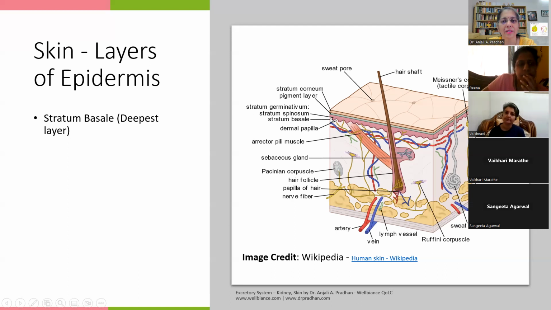So we are starting with lowest level, that is जो नीचे सबसे नीचे है, that is stratum basale. So this is stratum basale. Above that is stratum spinosum, pink color का जो है. Then comes stratum granulosum, जो green color का यहाँ पे दिखाया है. Then the outermost, जो बाहर सबसे बाहर है, ऊपर है, that is stratum corneum.